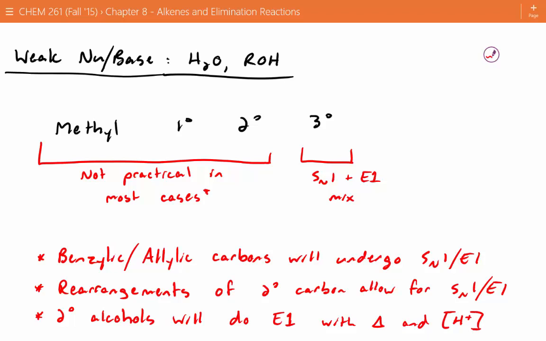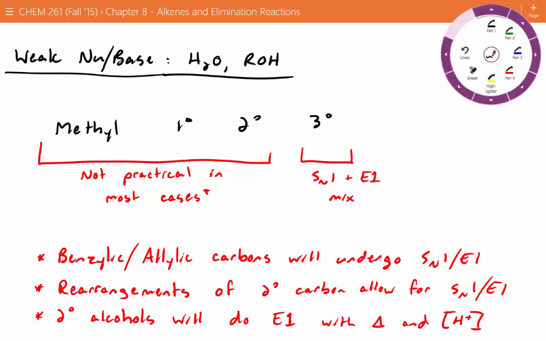So I say it's not practical in most cases, but as with everything in chemistry, there are some exceptions we have to pay attention to. Benzylic and allylic cations are stabilized via resonance. Rearrangements will convert a secondary carbocation into a more stable tertiary carbocation. And then secondary alcohols, we said, will often do E1 reactions with heat and acid. All right, the last class.